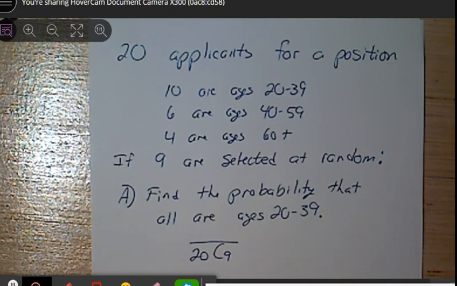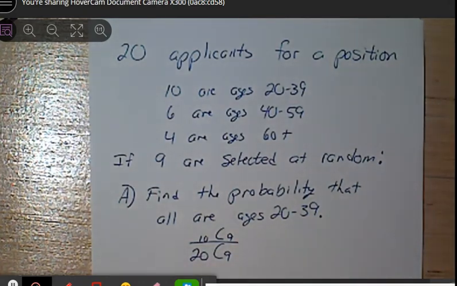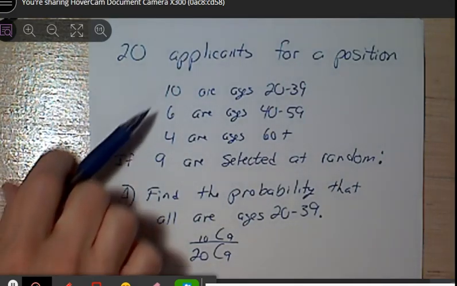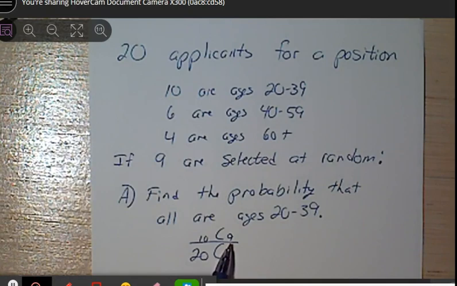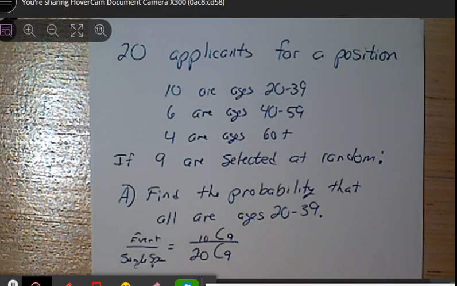To find what they're asking for, the probability that all of them are ages 20 through 39: we have 10 people, and we're going to choose 9 of those people. Again, the order doesn't matter, so it's just 10C9. Of the 10 people that are ages 20 through 39, we're going to pick any 9. That's our event over our sample space. That's going back to that one fraction they were talking about back in section 2. So here they're going back into section 2 and pulling this problem out.